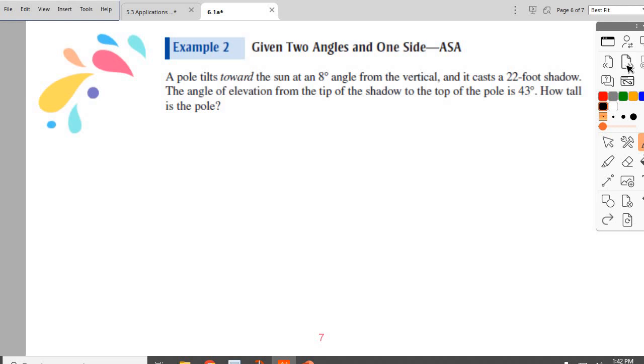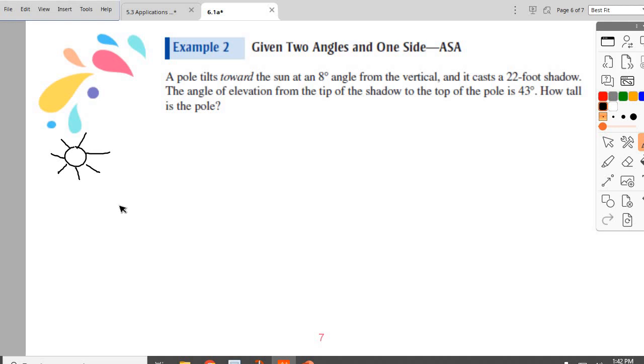A pole tilts towards the sun at an 8-degree angle from the vertical, and it casts a 22-foot shadow. The angle of elevation from the tip of the shadow to the top of the pole, kind of sounds like Dr. Seuss, is 43 degrees. How tall is the pole? So in general, when we have application problems, it's usually going to be helpful to draw pictures. And my artistic ability is lacking, so you can all marvel at how great this picture is going to look.